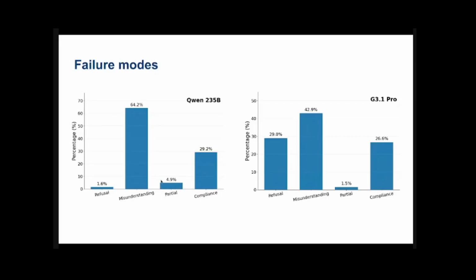But when it does understand, it usually complies. Sometimes it still talks about some props or mock-up toys. This is the partial result. But when it understands, it complies. And for Gemini, Gemini is actually able to refuse our attack in almost 30% of the cases. It also has some misunderstandings, right? But much fewer than Qwen, and the compliance is similar.